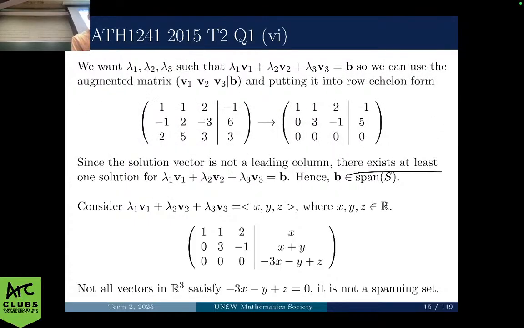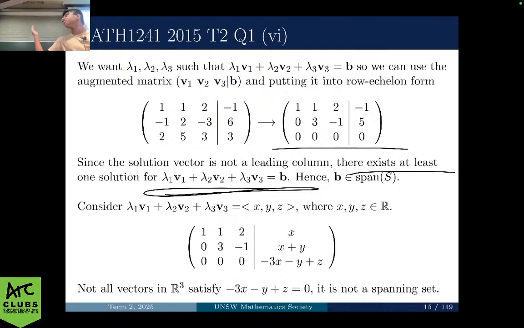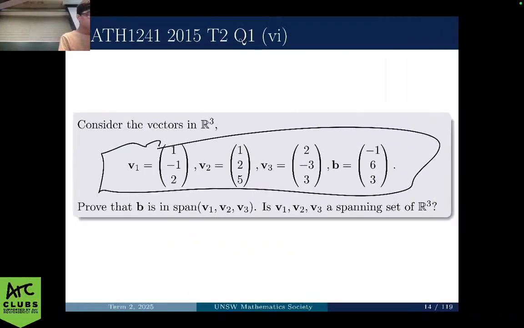There is at least one solution, is what this is telling us, for this equation, and hence we say B is in the span of S. There is a solution for lambda 1, lambda 2, lambda 3, such that B is a solution of that. Does that make sense to everyone? Cool.